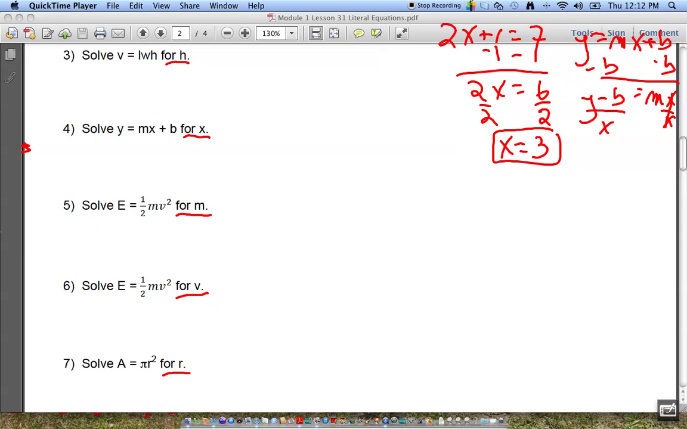Instead of numbers, you're doing it with letters? Exactly, and keeping in mind that I'm solving, in number 3's case, for h, so I wanted to say h equals. That for part, F-O-R, is very important with these questions. If they don't tell you, then you can't do it. Whereas I don't really need to tell you to solve for x in the one on the left. That's pretty simple.